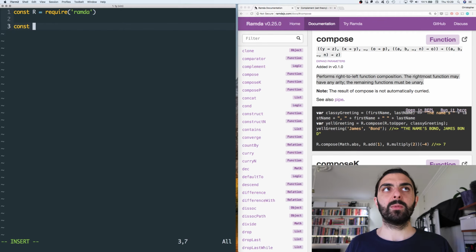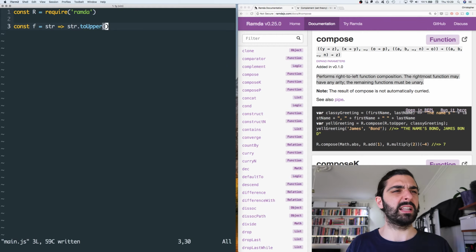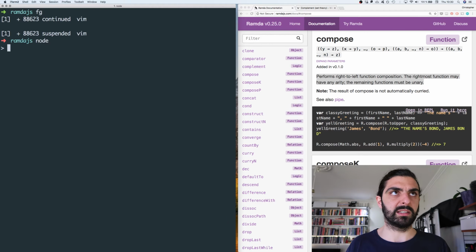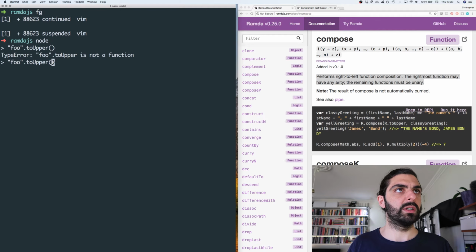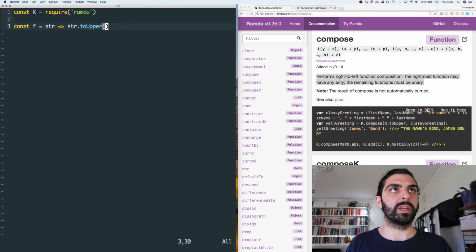So let's say that we have the function f, which when given some string, essentially just says string to upper, right? Is that the name of the function, or is it maybe to uppercase? Let's jump into Node. If I have the string foo, I can't say to upper, no? I can say to uppercase. Yeah, to uppercase. Okay, sorry about that. So we have to uppercase.